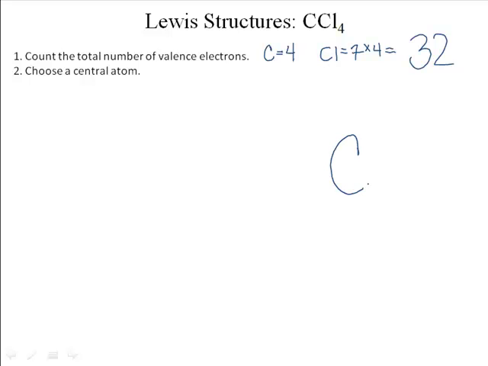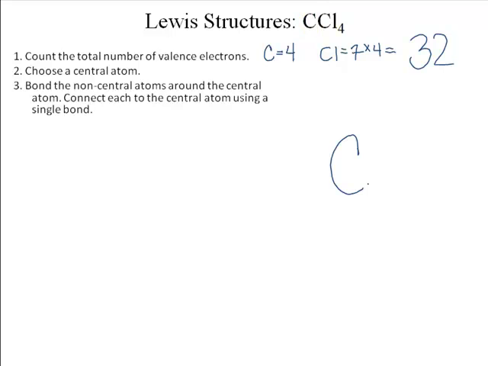So I'll write carbon in the middle of this space. 9 times out of 10, your central atom is the first atom in the molecule. But there are exceptions to that, notably things like acids, because hydrogen is a very poor central atom. So we've chosen carbon as our central atom.